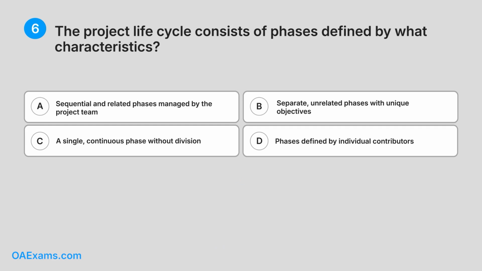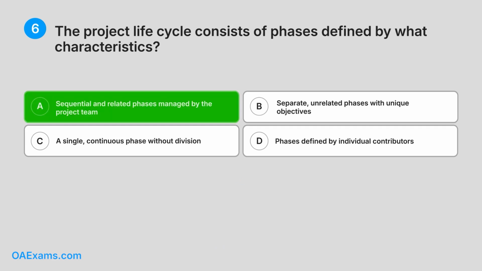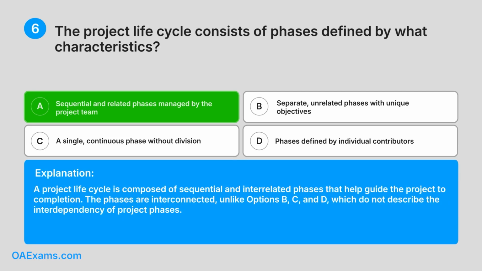Correct answer: A. Sequential and related phases managed by the project team. Explanation: A project lifecycle is composed of sequential and interrelated phases that help guide the project to completion. The phases are interconnected, unlike options B, C, and D, which do not describe the interdependency of project phases.